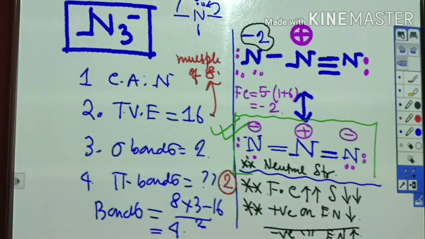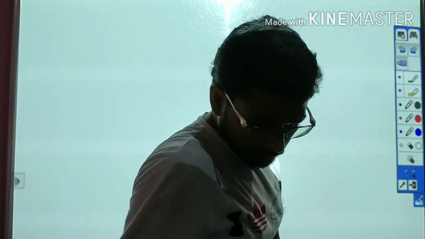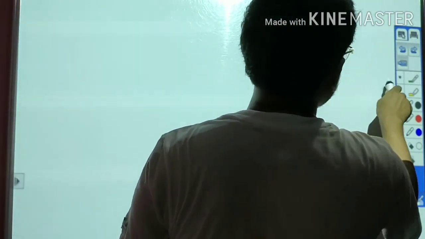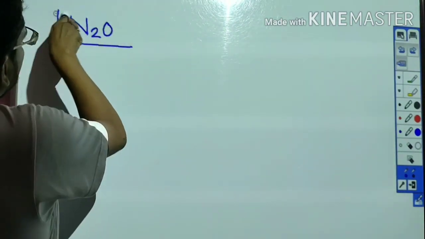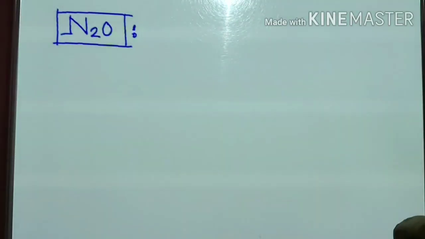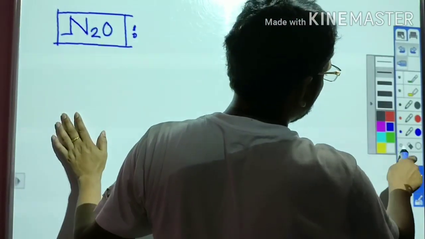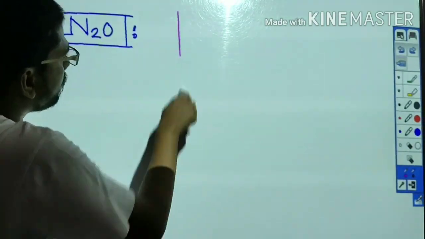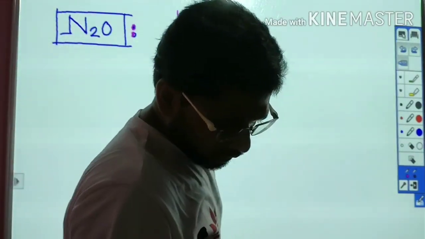This is the Lewis structure of N3 minus. Now next proceed with the Lewis structure of N2O. Okay, let me draw the Lewis structure of N2O. After going through the formula, if you draw the Lewis structure, it will look like this.